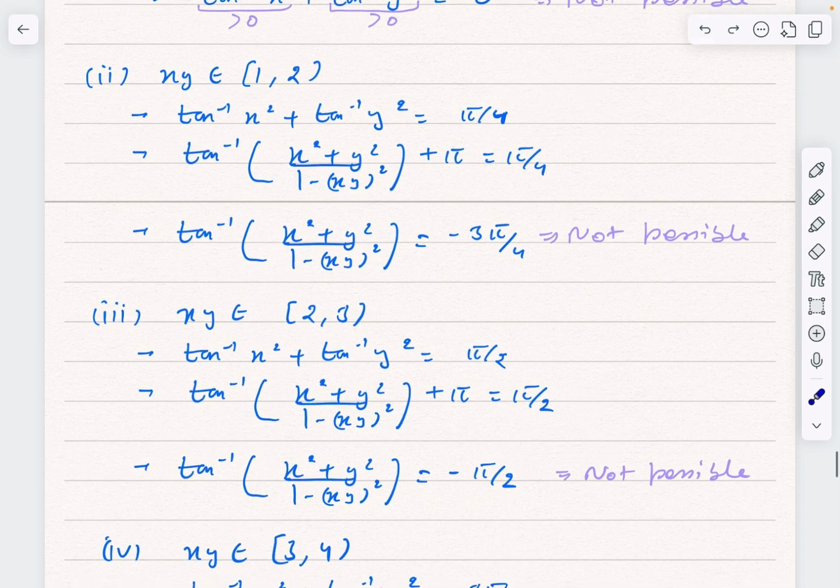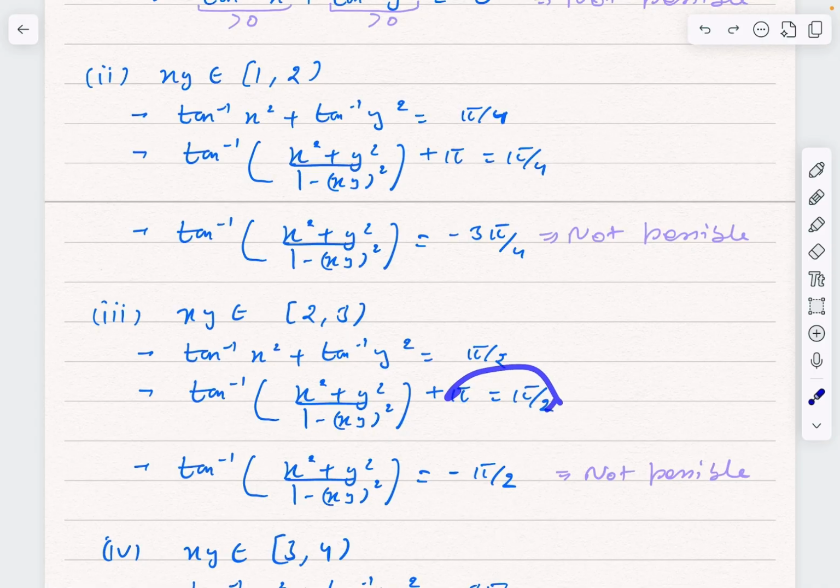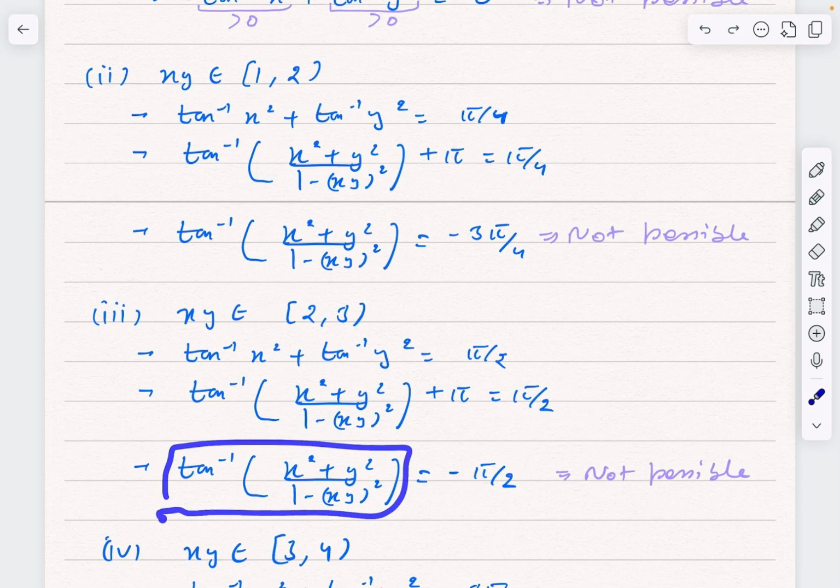Third case, when xy lie between 2 to 3, so we get tan inverse x square plus tan inverse y square equal to pi by 2. Again, use the formula, you get tan inverse x square plus y square by 1 minus xy whole square plus pi equal to pi by 2. You take pi to other side, you get minus pi by 2. Again, the range of tan inverse is open minus pi by 2 to plus pi by 2 open. So minus pi by 2 still not in the range. So again, this case will be not possible.